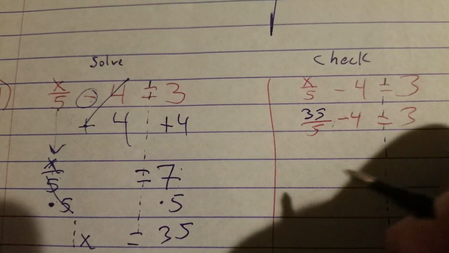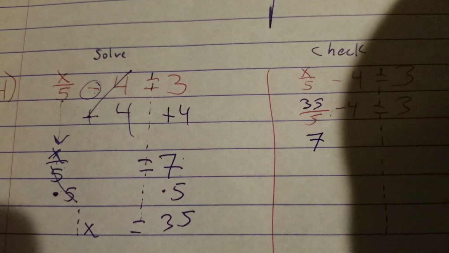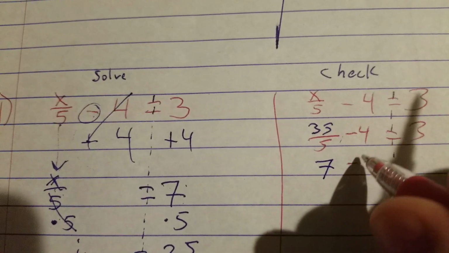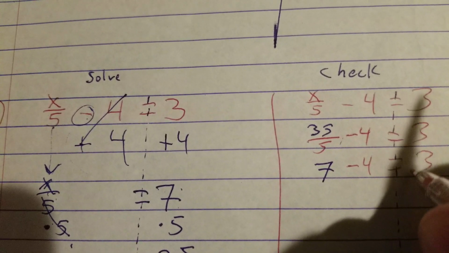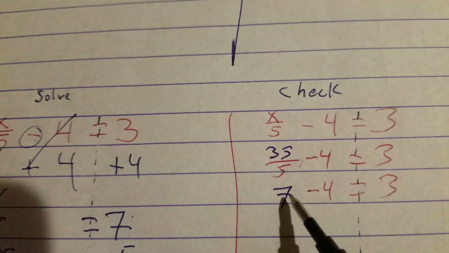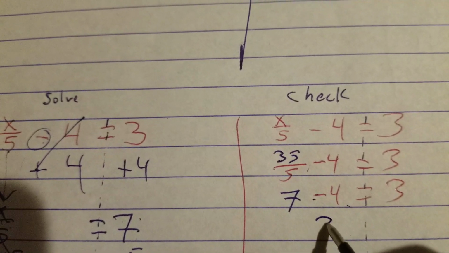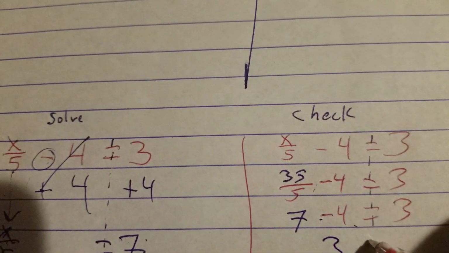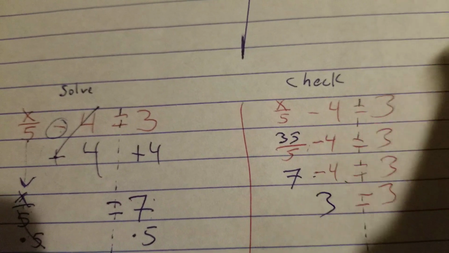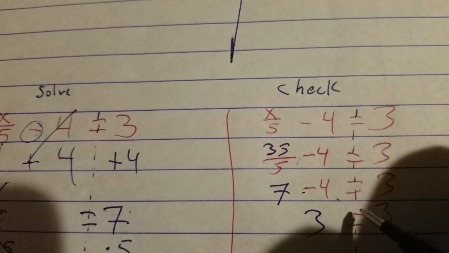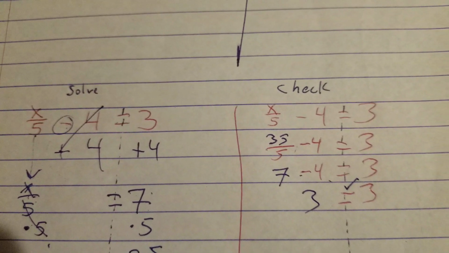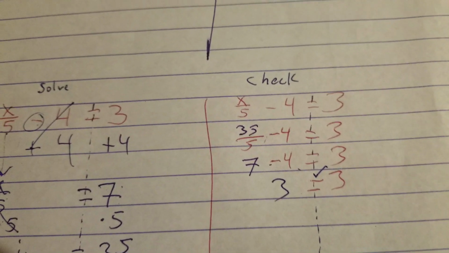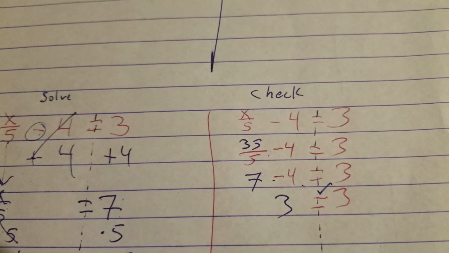Order of operations, that's going to give us 7. Then in red, I'm going to rewrite everything else so you see it didn't change. 7 minus 4 now gives us 3. Here's what never changed. We have 3's on both sides. Check mark.